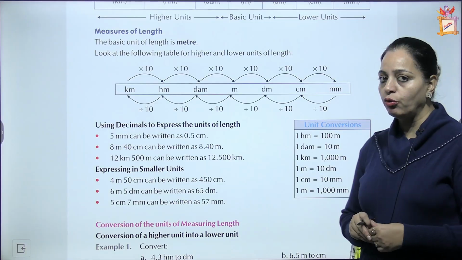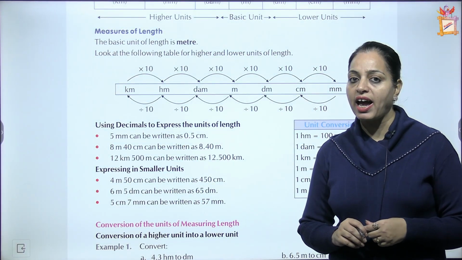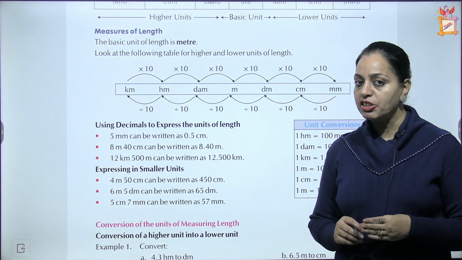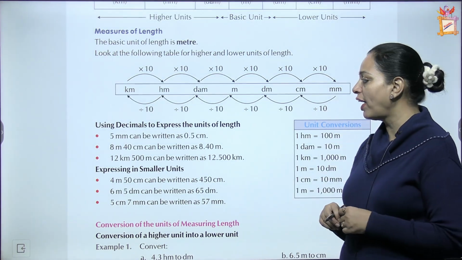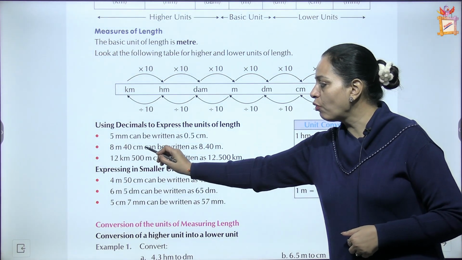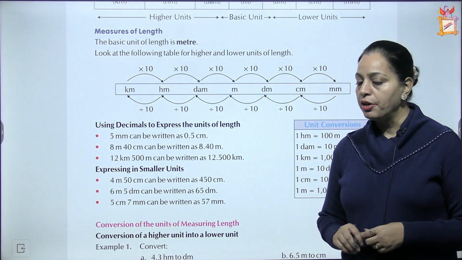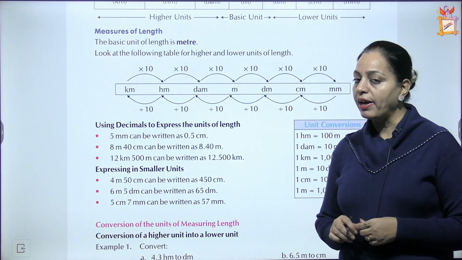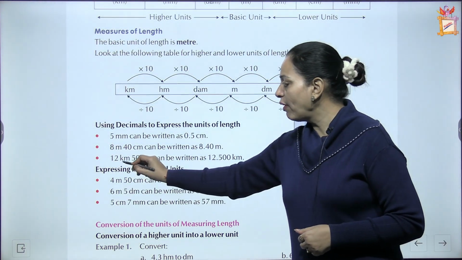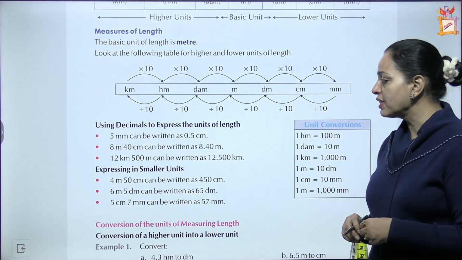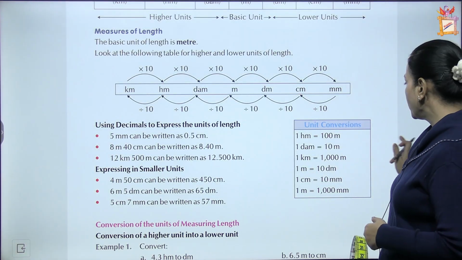This is very useful. Now using decimals to express the units of length, like 5 millimeter can be written as 5 millimeter we will change into centimeter. So divided by 10, 5 upon 10, 0.5 centimeter. Now 8 meter 40 centimeter can be written as 8.40 meter, because 40 centimeter divided by 100, so you will get 8.40 meter. See, 12 kilometer 500 meter can be written as 12.500 kilometer.